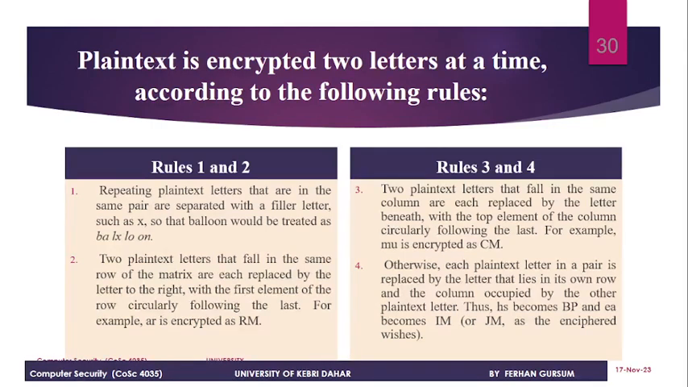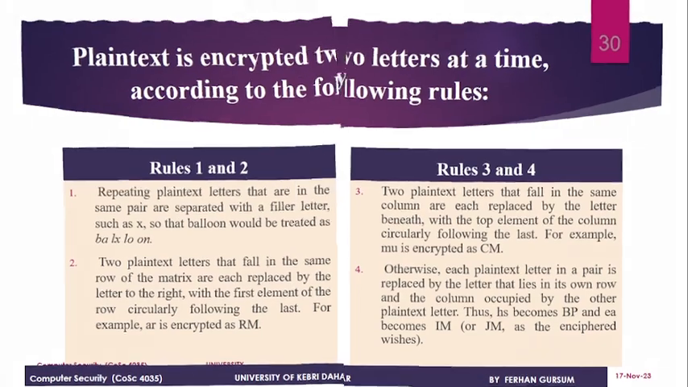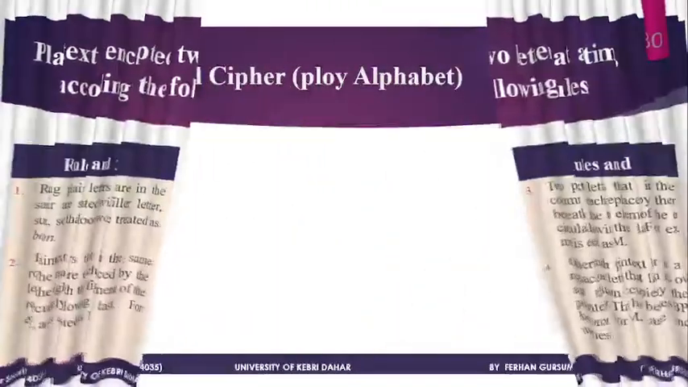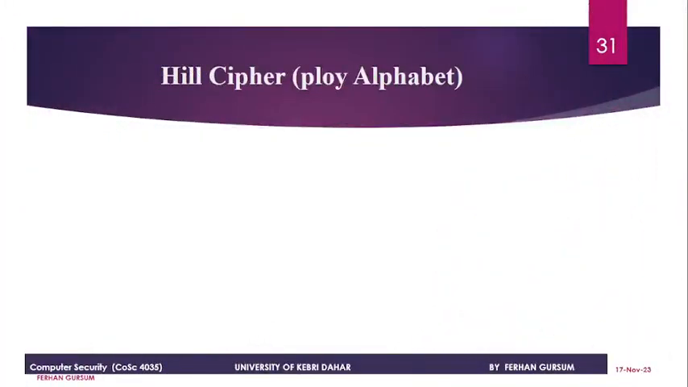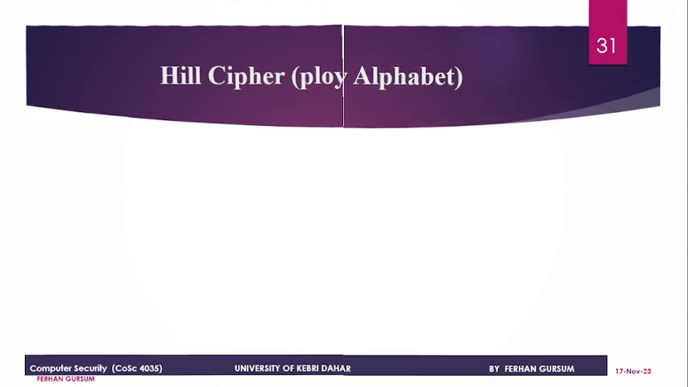This is all about the Playfair cipher, which is also called Playfair text. This is all. So in the next video we are going to see the Hill cipher, which is polyalphabetic. So until next video, thank you.